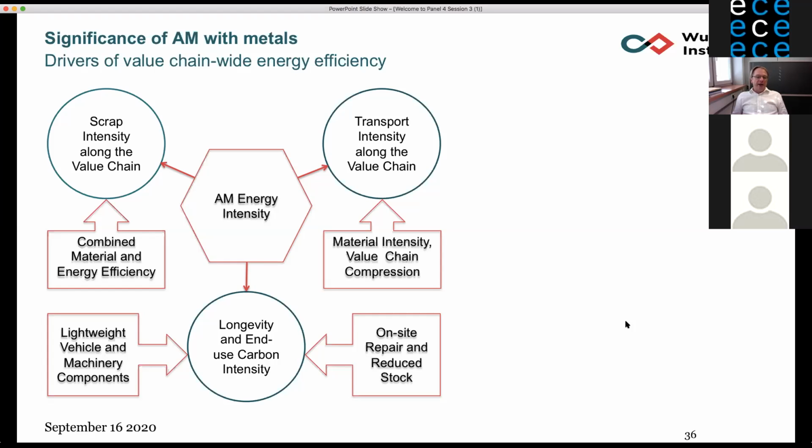And on the other hand, there may be also, and this goes particularly for transport applications above the ground, where the carbon intensity during the use phase may also play an important role, and where AM may allow to reduce the weight of the vehicles that are used, and by that also reduce the energy consumed. Next slide, please.